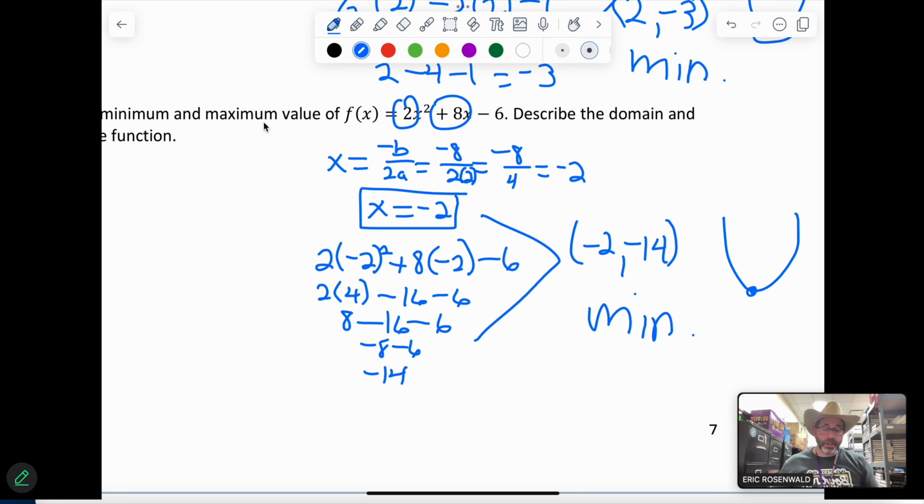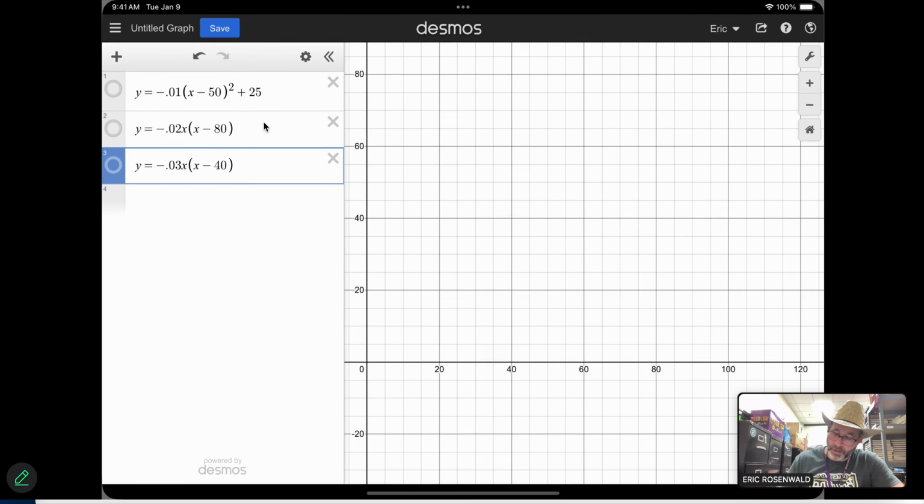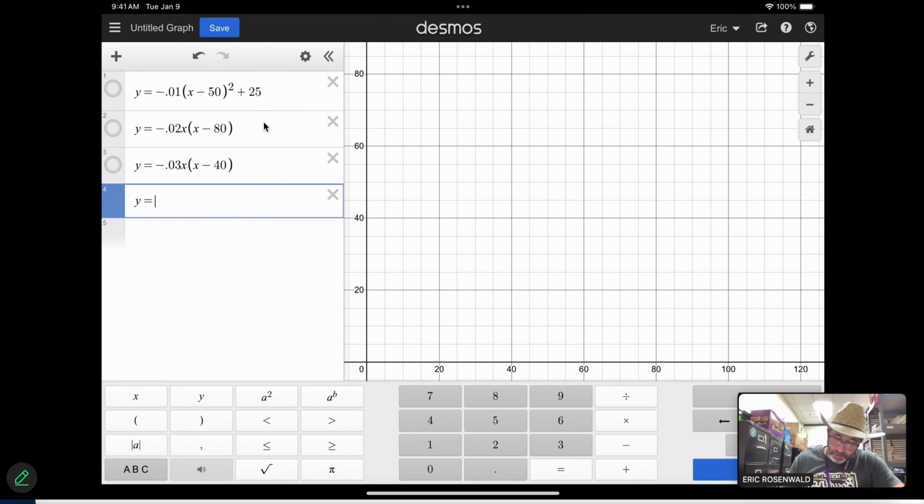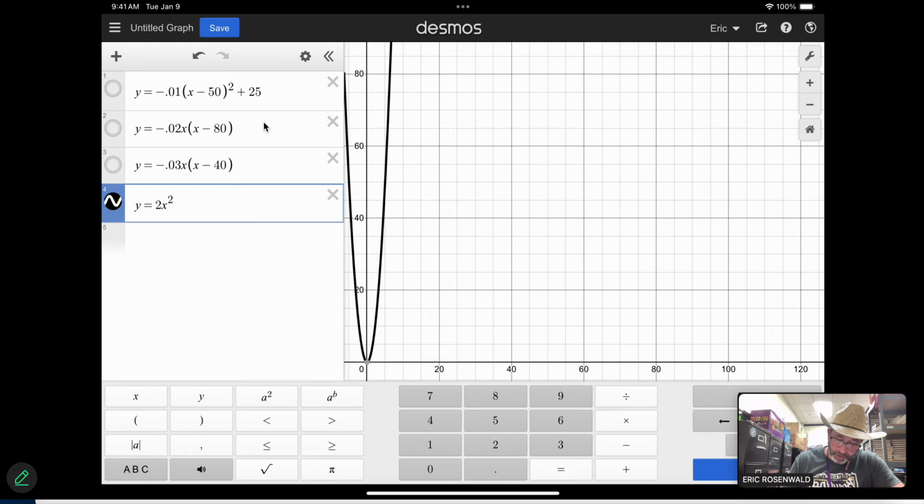So I said to you, there's a way to actually use Desmos to be really efficient with this stuff, and I'm going to show you right now how to do that. We have 2x squared plus 8x minus 6. Watch what happens when I put this in. We are going to have y equals 2x squared plus 8x minus 6.